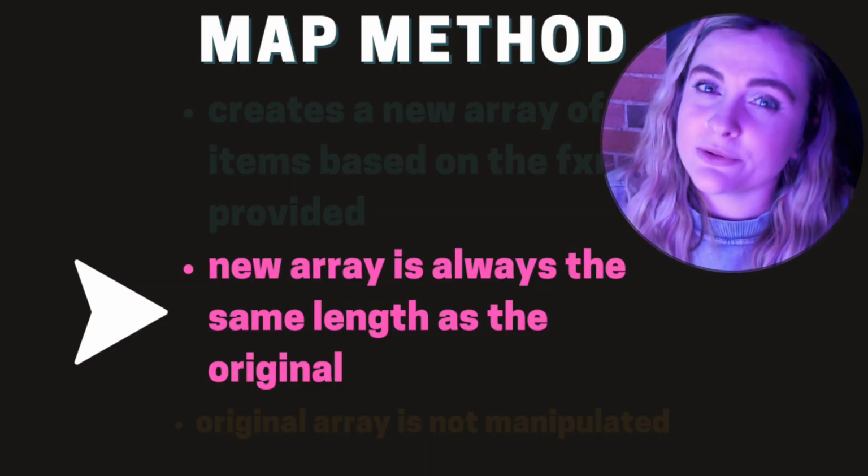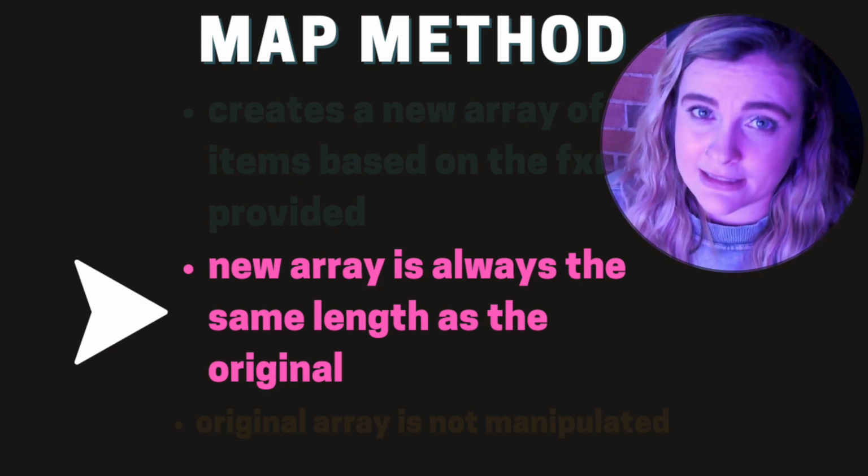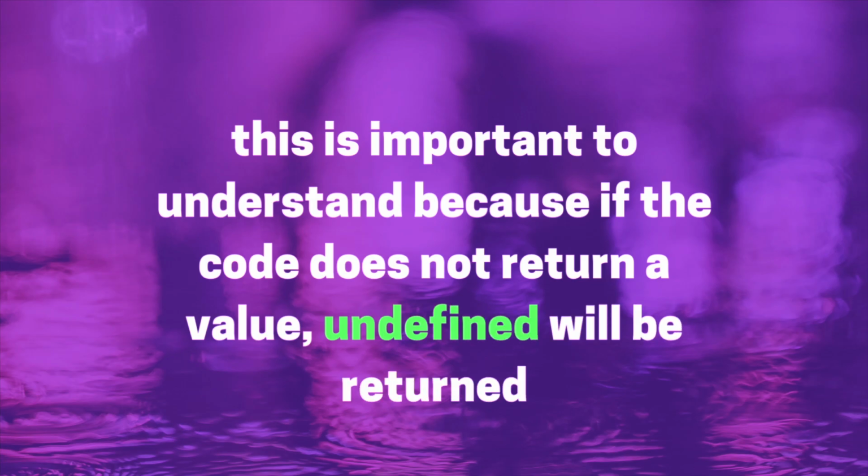If at this point you're wondering why undefined was returned and those values weren't filtered out, we can go back to earlier. The new array is always going to be the same length as the original array. It's really important to know about the map method in general because you could end up with a bunch of undefineds in your array. But you could use filter, which I have a video for here.